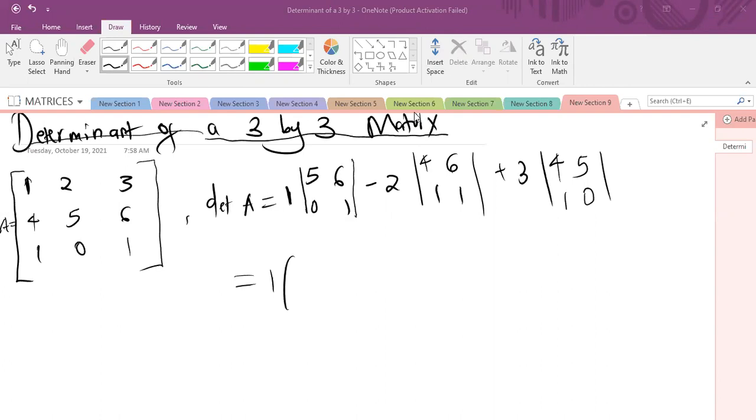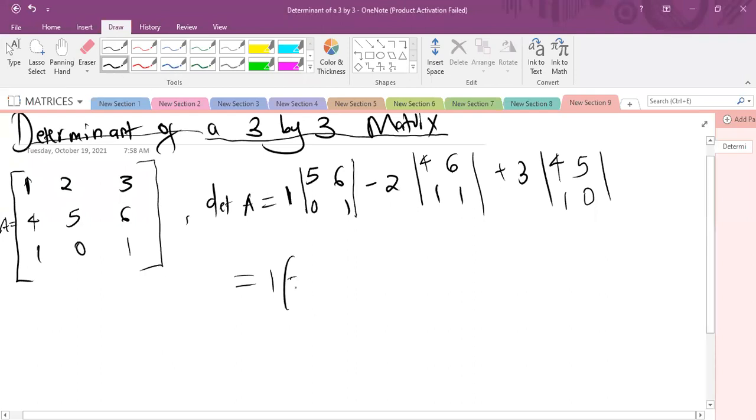So getting the determinant of this is 5, 1 multiplied by 0. So that will be 5 minus 0 minus 2. Get the determinant of this. So this is 4 times 1 minus 6. So that is 4 minus 6 plus 3, 0 minus 5. So that is 0 minus 5.